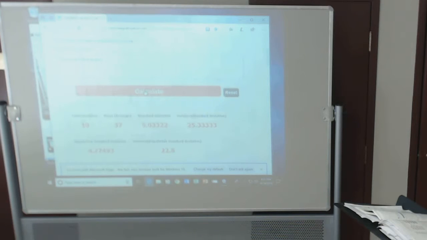I just love doing this. Click on calculate. So the range is 14. The mean is 37. And the standard deviation is 5.03322. It doesn't say to what decimal place. I would probably call the standard deviation just 5.